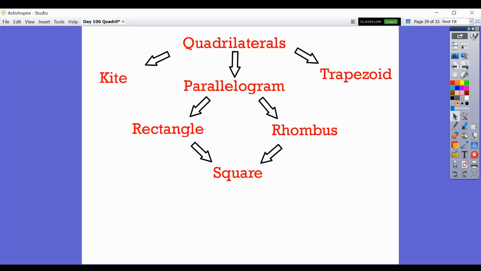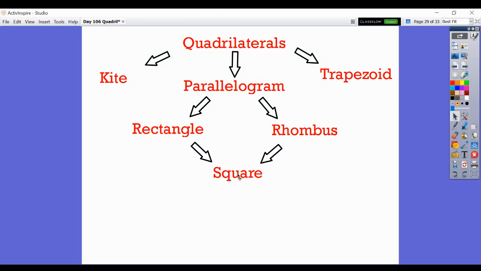Now, quadrilaterals, and this is the hierarchy. A quadrilateral, 4 sides, a parallelogram. Look back at your definitions. Draw this hierarchy out and study those definitions. That's just what we went through, and we got to a square.